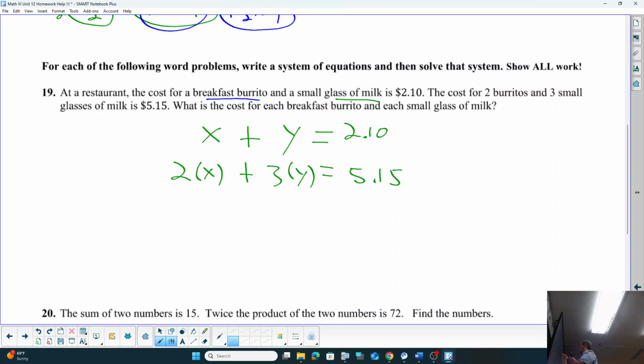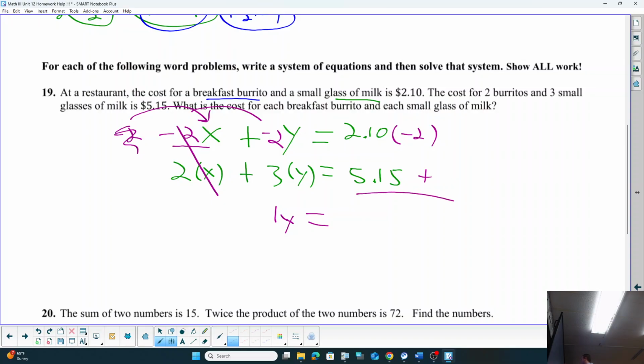We just have to multiply a negative 2 through. So we multiply the negative 2 through with the x. So we get negative 2x. With the y, that becomes a negative 2 there. And then whatever $2.10 says with negative 2. So by distributing, then these will cancel. 3y minus 2y is just 1y equals, and we're going to add those together. So $2.10 negative, though, because we did multiply the negative 2. That'll actually be negative $4.20 plus our positive $5.15.